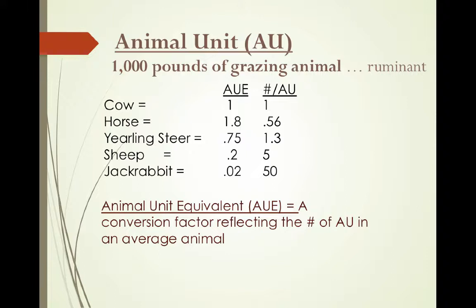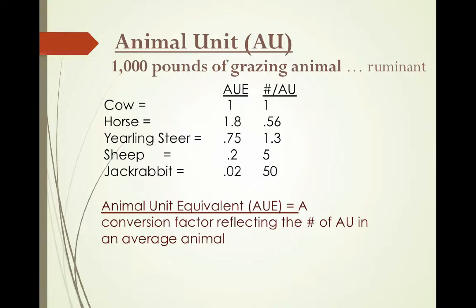A horse is actually 1.8 of an animal unit, so it's bigger than a cow. And the number of a horse divided by the animal unit is going to be 0.56. So one horse equals about half a cow.